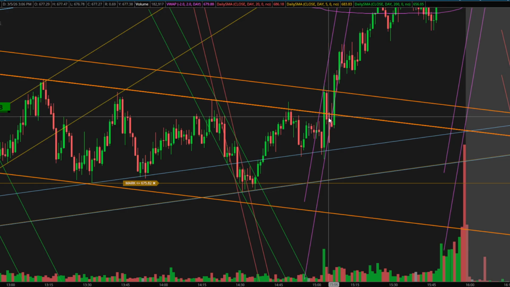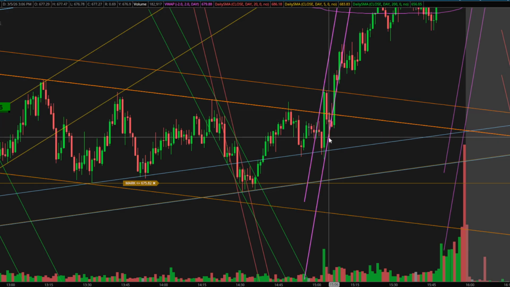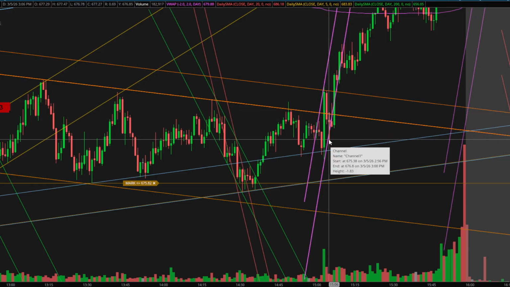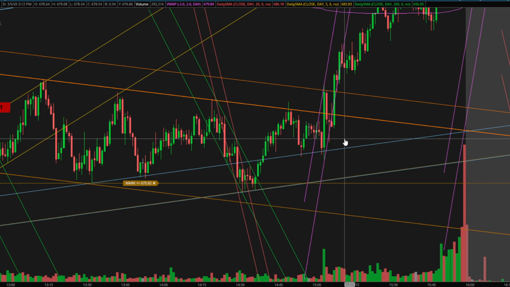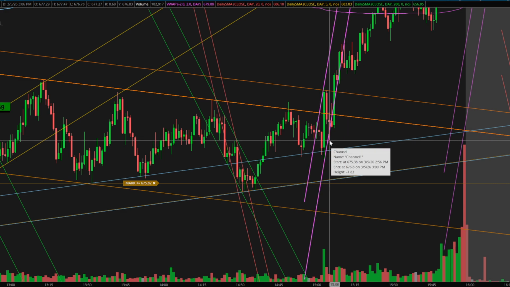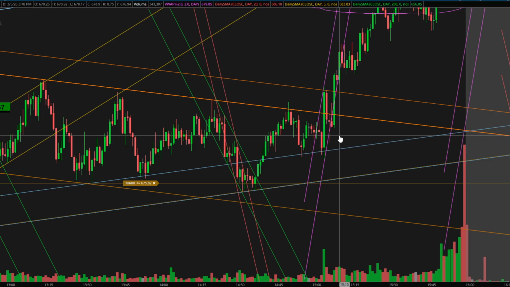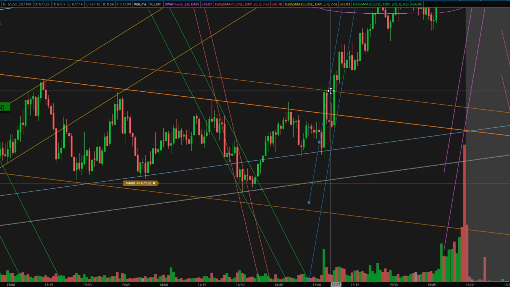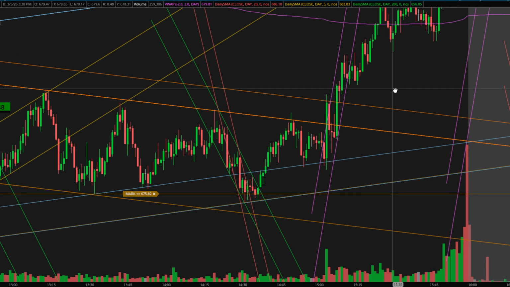It sits here, it comes way down here, breaks my purple. I'm just like, oh, what? And I close it right here. I closed it on that candle. Of course, it wicked up, but it still ended up breaking that. And I mean, it bought up in the purple. It just took a little bit of time.